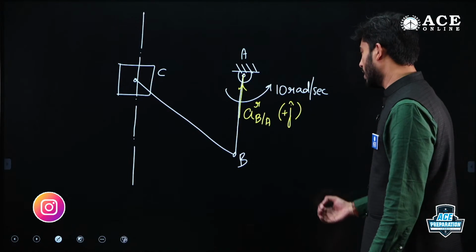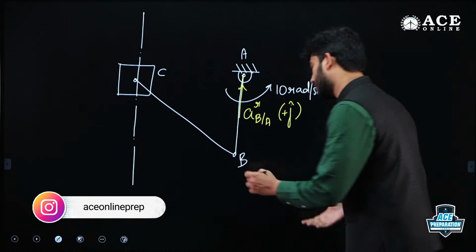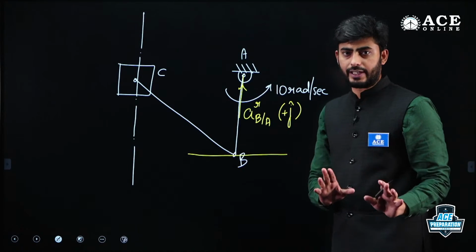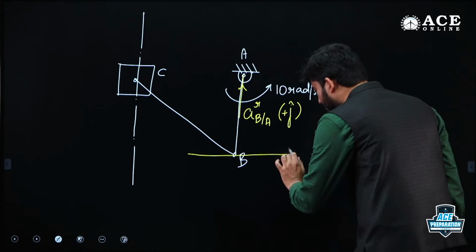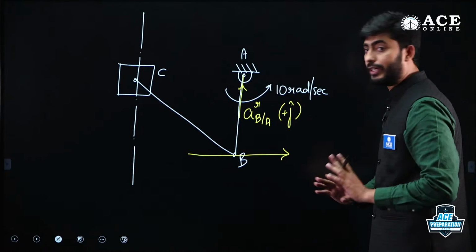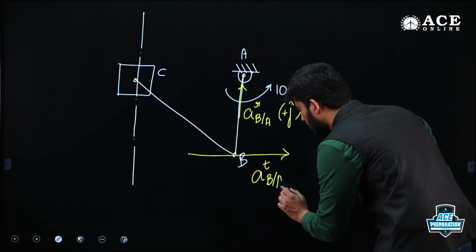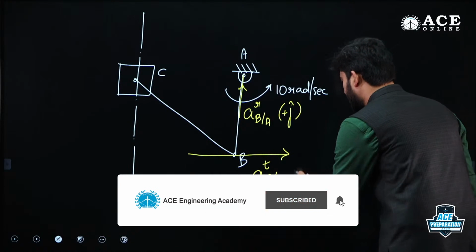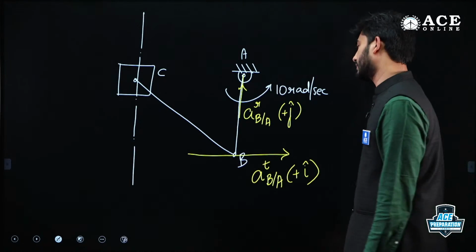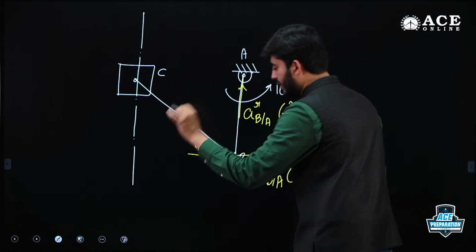Now the tangential component of acceleration will be perpendicular to this link. But what is the direction? I don't know. I know that it will be along this line only. So let me just assume that it is acting along the positive x-axis. I am assuming, I am not claiming. So a tangential of B relative to A is, let us say we have assumed, in positive i. Right guys?